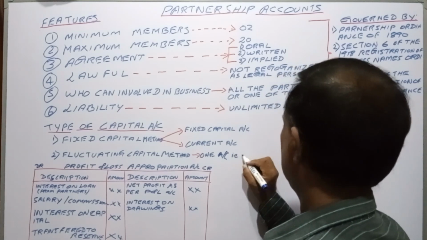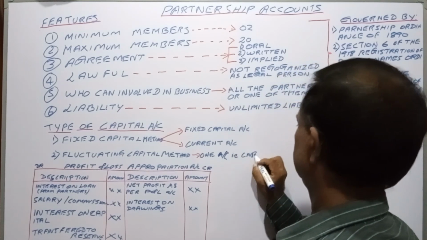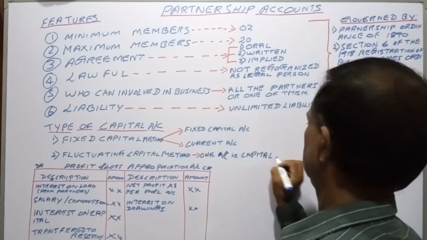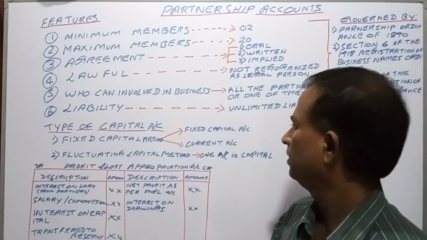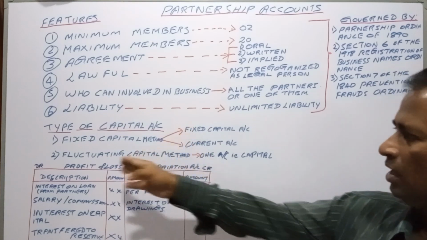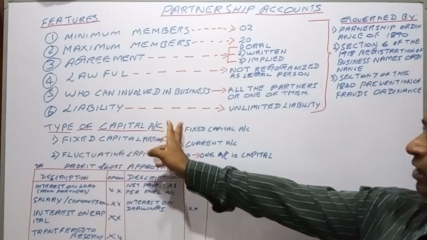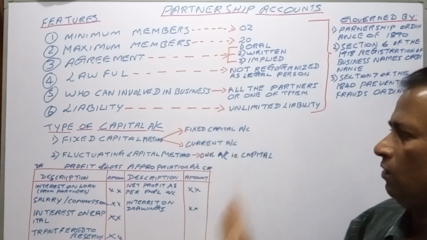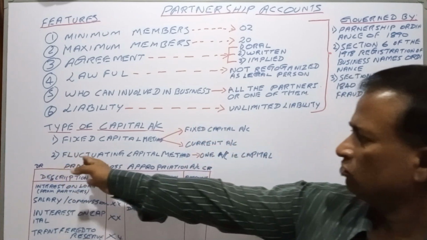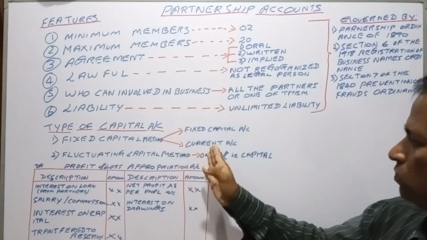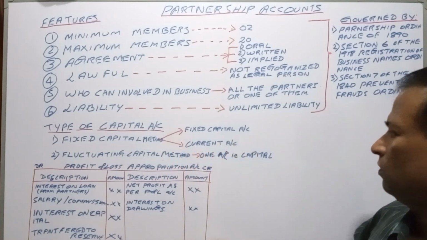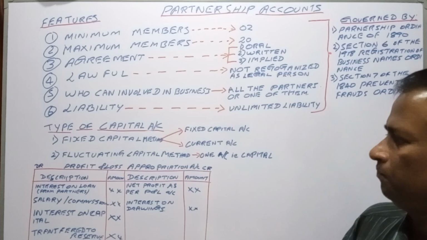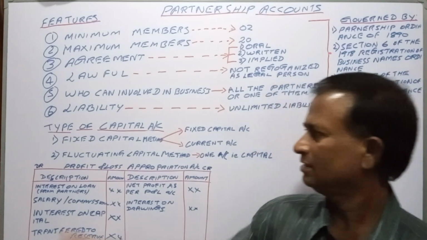That is capital account, right? Under the fixed capital method you will maintain two accounts: number one is the fixed capital account and number two is the current account. The second one is the fluctuating capital method, where you maintain only one account, that is the capital account. That is the difference.